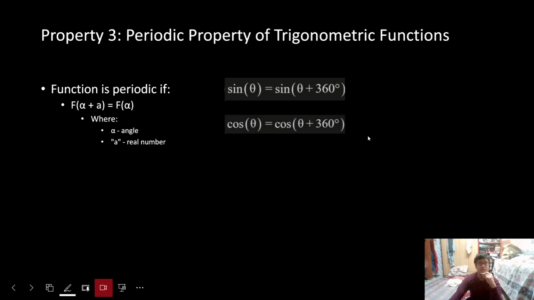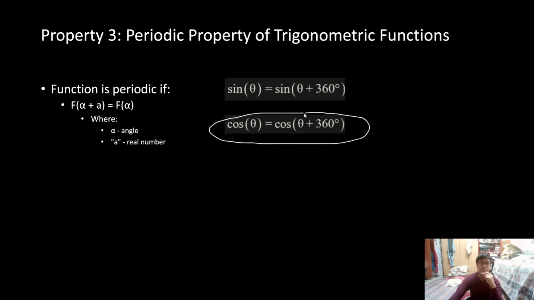Well, we have cosine. Cosine theta is equal to cosine of theta plus 360 degrees. So if you're asking what the explanation is for why cosine theta is equal to this one, it's just the same as how I explained sine theta. Same explanation. Okay?